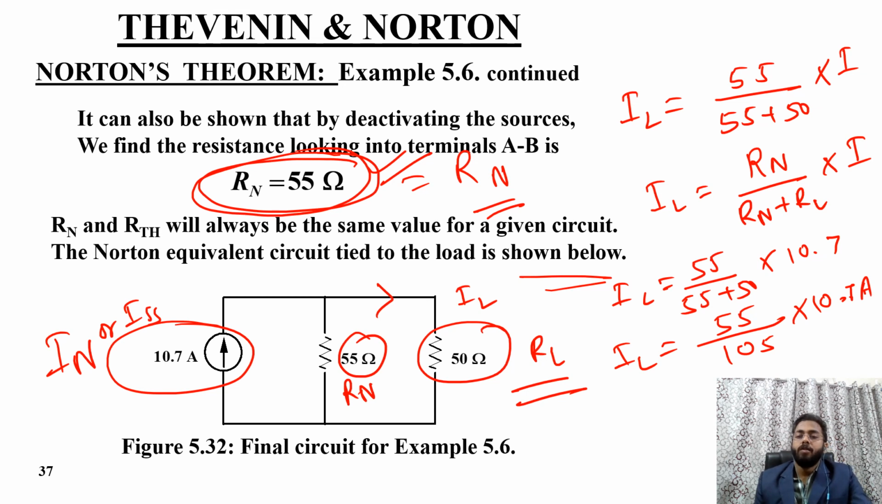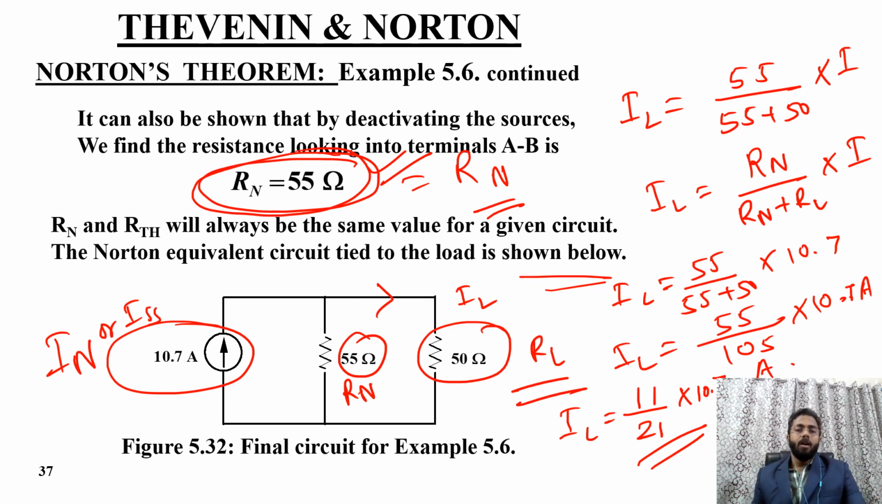Once you calculate this value, IL is equal to 11 over 21 times 10.7. This is your final answer. In this way you can calculate the answer by using Norton's theorem or by using Thevenin's theorem.